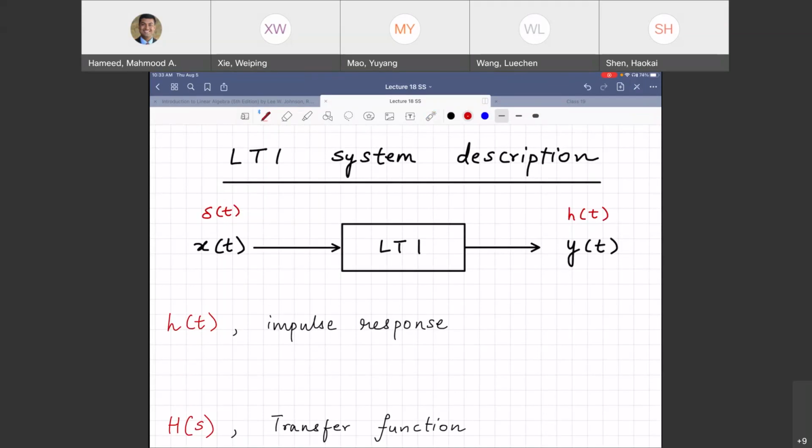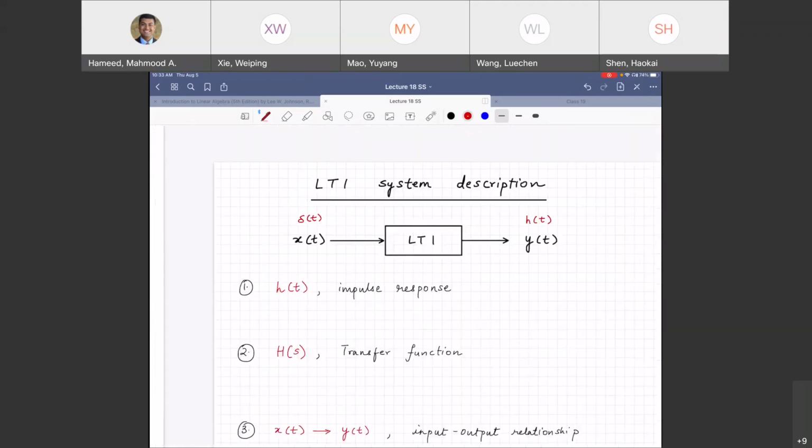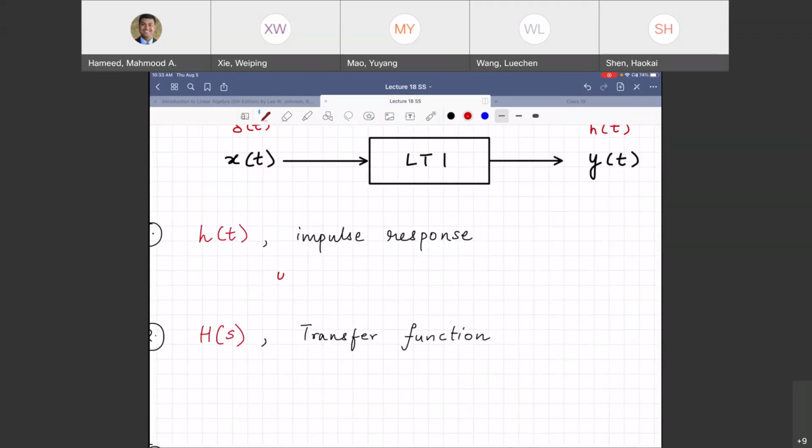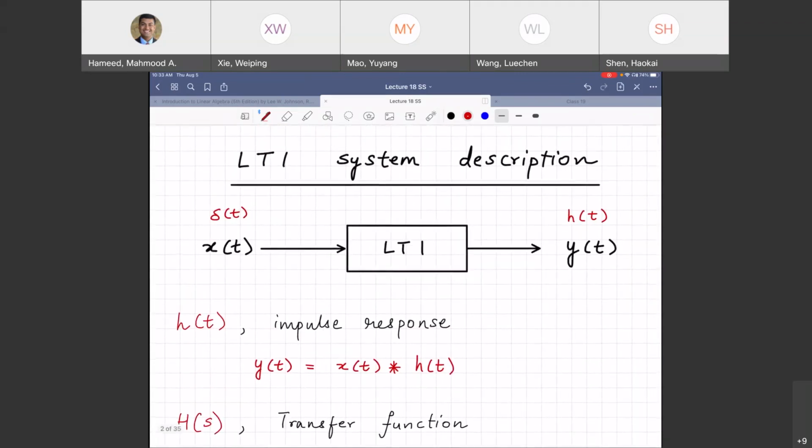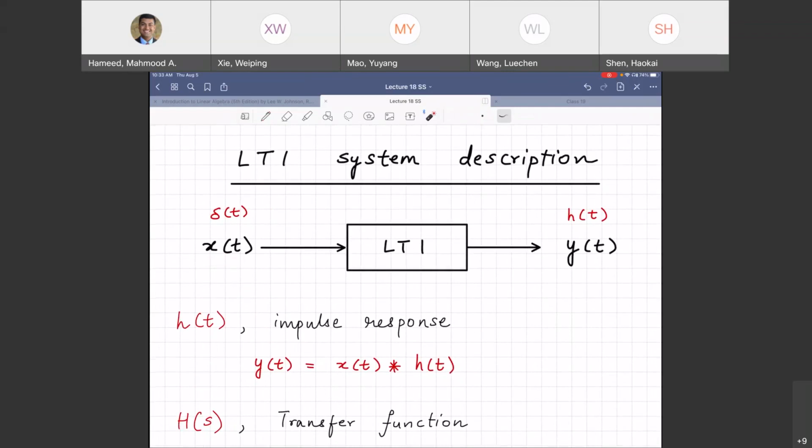So using the impulse response, how can I find the output? We are all experts at that, right? Just do a continuous time convolution. Now, if this particular system was a discrete system, then you would say x of n, y of n, delta of n, h of n. Over here, you would say y of n equals x of n convolved with h of n. But that convolution would be discrete. Right? That's one way of doing it.